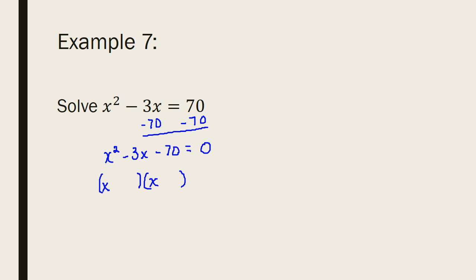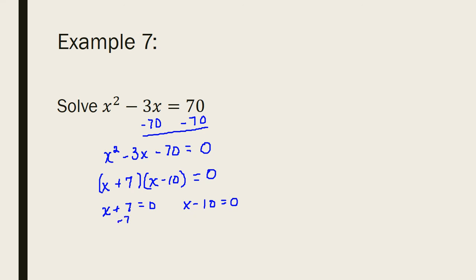So those two numbers should be a positive 7 and a negative 10. And it doesn't matter which one you put first. You could put the negative 10 where the 7 is and the 7 where the negative 10 is. It doesn't matter. And then equals 0. And then our third step is to set each one of those equal to 0 and solve. So x plus 7 equals 0, x minus 10 equals 0, and then we solve them.